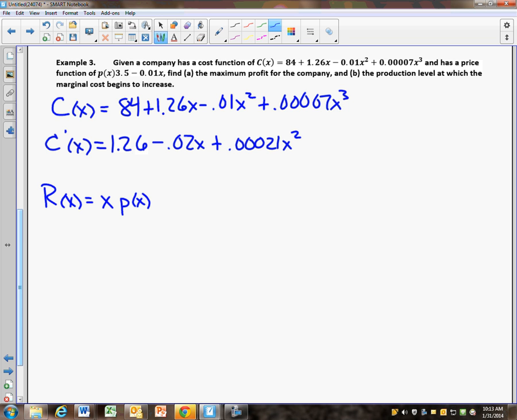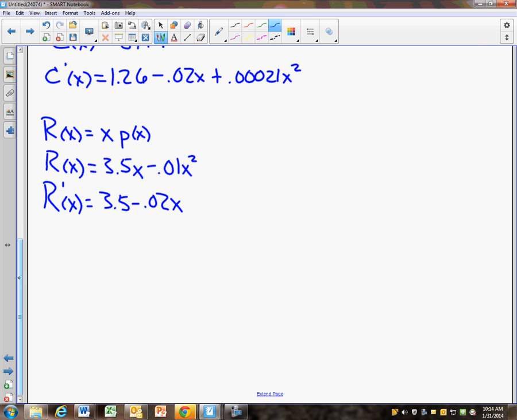Right? So all we need to do is take X and distribute it through P of X. So R of X is equal to 3.5x minus 0.01x squared. So R prime of X is equal to 3.5 minus 0.02x.